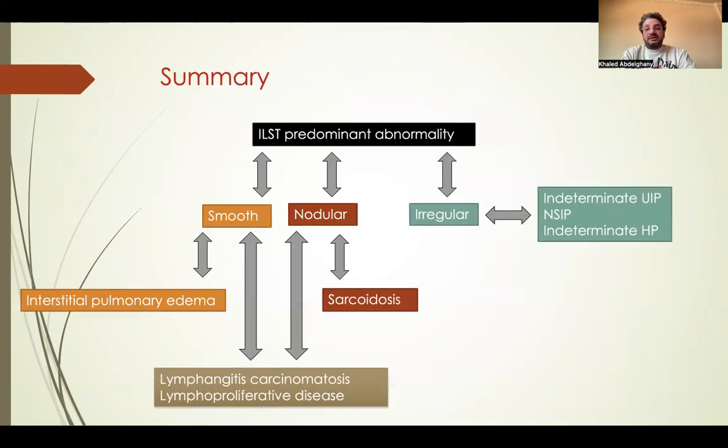This was the end of part 5. In part 6, we'll give this summary and some miscellaneous cases, including the smooth, nodular, and irregular septal thickening and their differential diagnosis as cases.